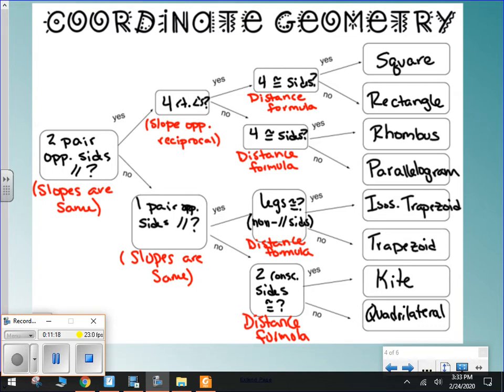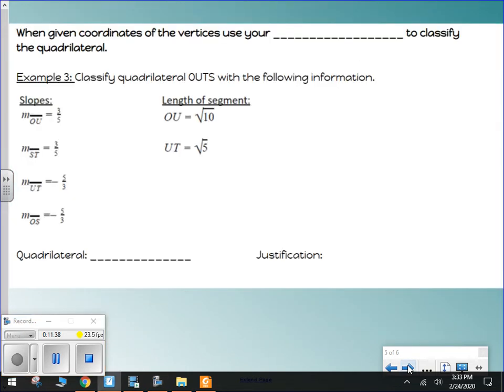So what we're going to do is we're going to use this flow chart to do the problems when I give you points, or when I give you the slopes and the side lengths. So let's go back to our notes. When given coordinates of the vertices, you are going to use your flow chart to classify the quadrilateral. Now, in example 3, I don't have to use any of the distance formula or the slope formula because I give you what the slopes are of the segment sides, and I give you the lengths of the segment.